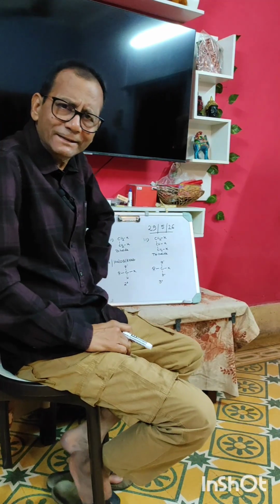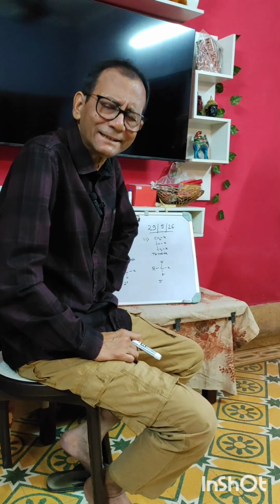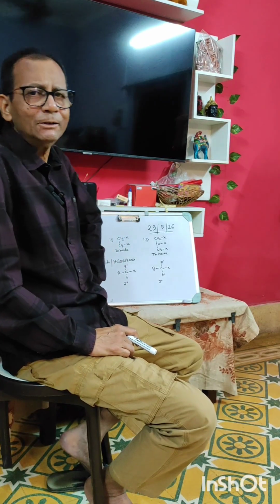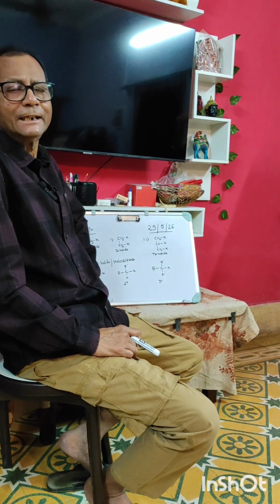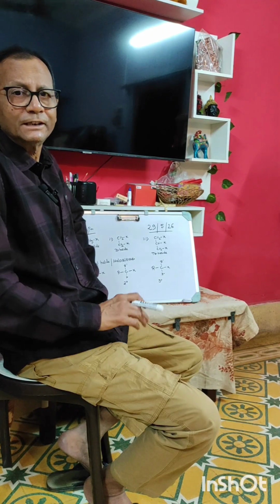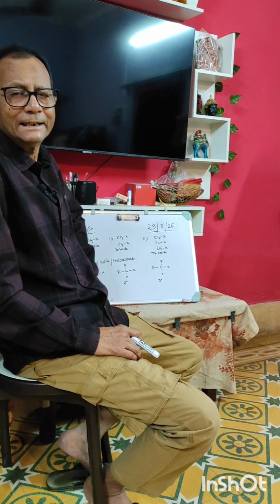Similarly, for benzene, C6H6, one hydrogen is replaced and then you get C6H5Cl, chlorobenzene. So these are the types of alkyl halide.